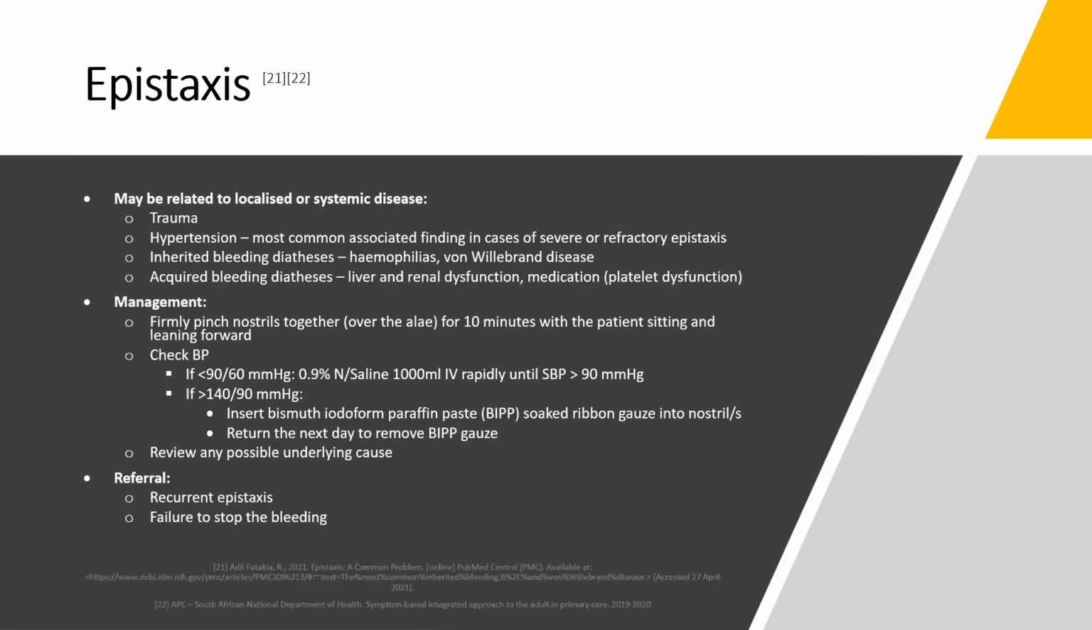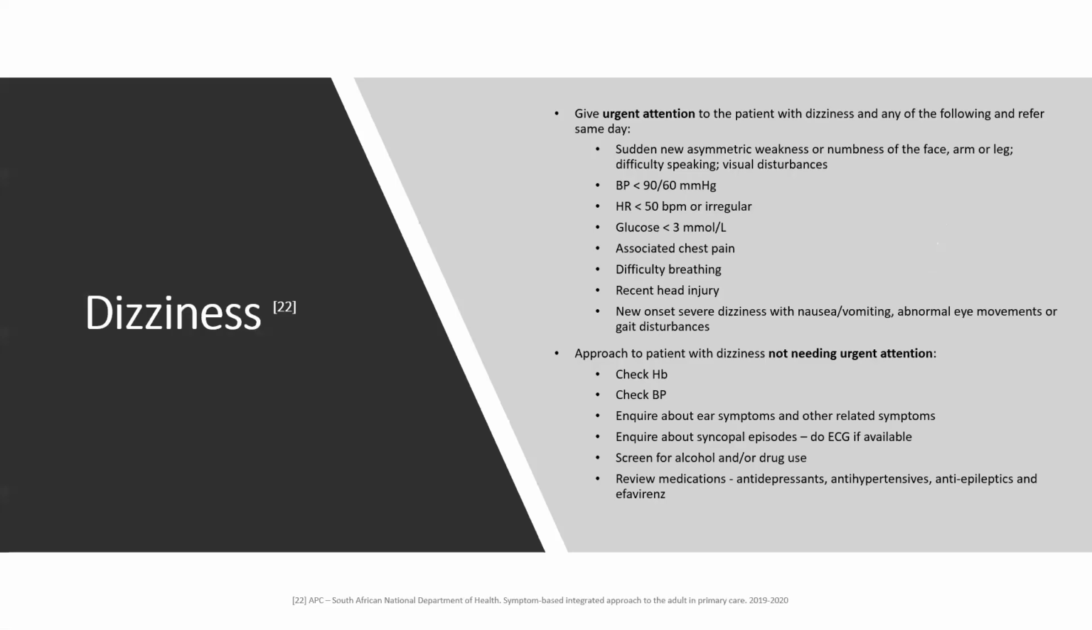If they are hypotensive and there are no other contraindications to a fluid bolus, that would be the treatment of choice. And if they are hypertensive, we can offer them a BIPP-soaked ribbon gauze that can be packed into the affected nostril or nostrils, and then the patient can return the next day to have the BIPP gauze removed, and then also to review any possible underlying cause that might be causing the epistaxis. Referral would obviously be recurrent epistaxis and failure to stop the bleeding at the clinic level.